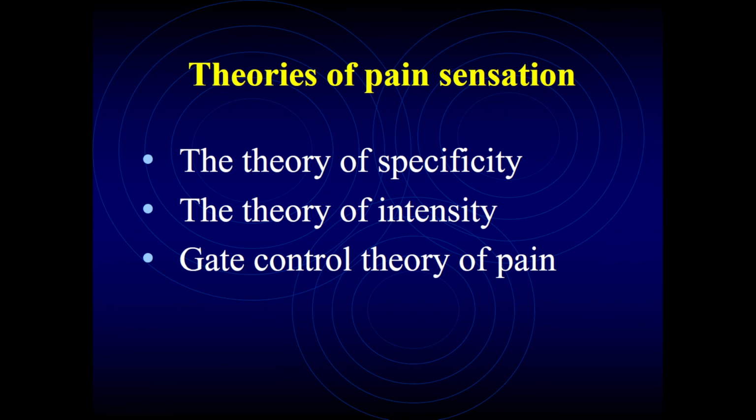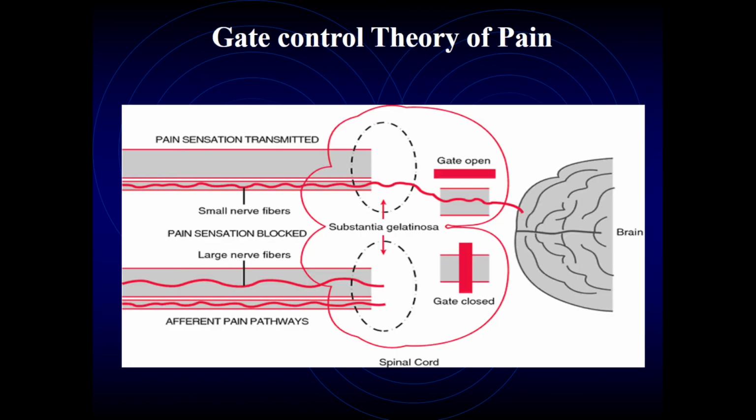Theories of pain sensation. The main three theories: the theory of specificity, the theory of intensity, and gate control theory of pain.